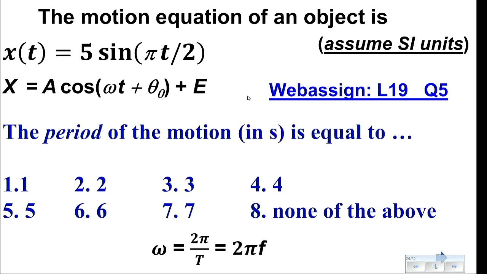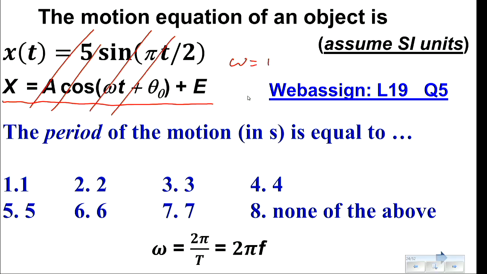Again, this is the equation. This is the amplitude. What is the next variable? Omega. So this is what I do. Omega equals pi. Yes or no? You see?